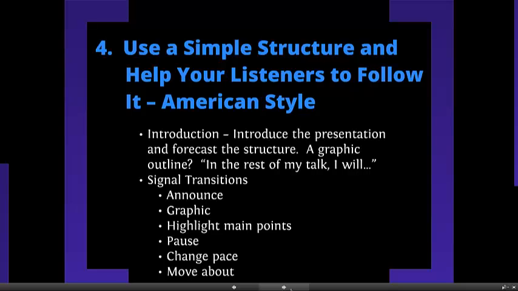Okay, our fourth point is use a simple structure and help your listeners follow the structure that you set up for your presentation. The first thing you're always going to have is an introduction. You're going to introduce what you're speaking about, and introduce it in an outline format, and say, in the rest of my talk I will be discussing these points, and people can kind of follow along.